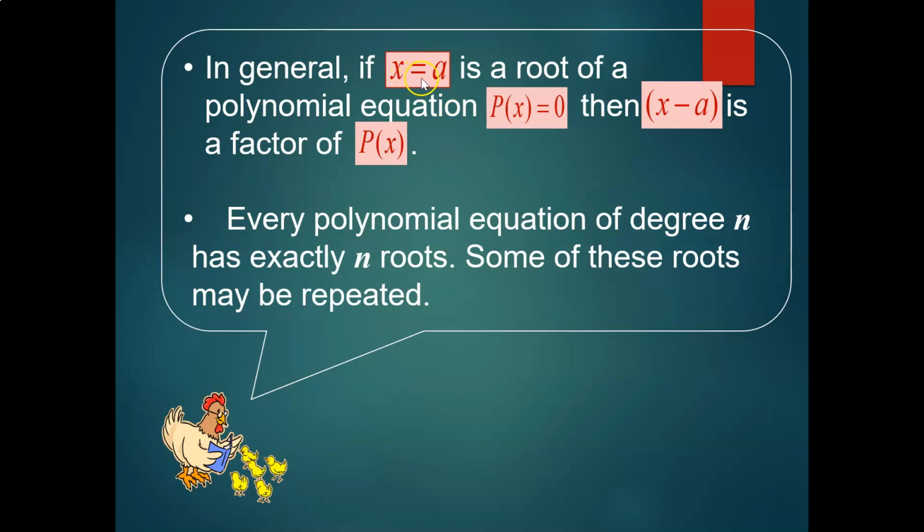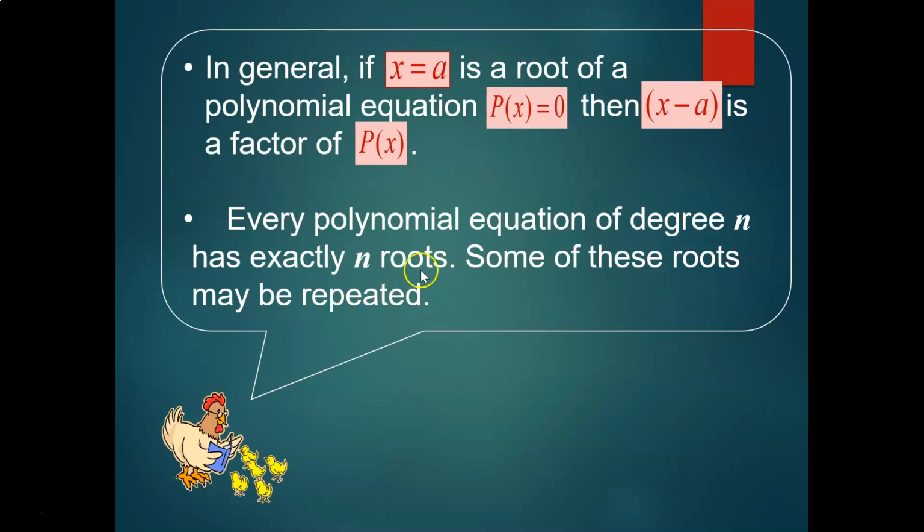Kalau kita tulis dalam bentuk persamaan x equal to a, this is known as a root. But when we call it as a saja, that is a zero. But when you write it down using bracket like this, x minus a, it becomes a factor. Okay, and every polynomial equation of degree n has exactly n roots. Some of these roots may be repeated.